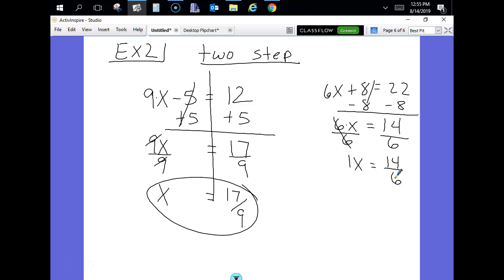Now, that answer is right, but we do need to reduce that, right? What goes into those two numbers? 2 does. Yeah. So if you divide the top by 2, you get 7. The bottom by 2, you get 3. So Henry, right? The answer is 7 over 3. Okay.